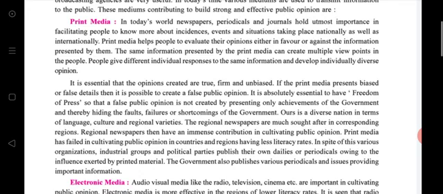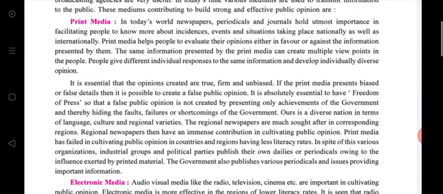Then if the print media present bias or false detail, then it is possible to create false public opinion. It is absolutely essential to have freedom of the press so that false public opinion is not created by presenting only achievements of the government and thereby hiding the faults, failures or shortcomings of the government. Please underline this point. It is also an important point. Freedom of press, so that a false public opinion is not created by presenting only achievements of government, right? And thereby hide the faults and failures of government.